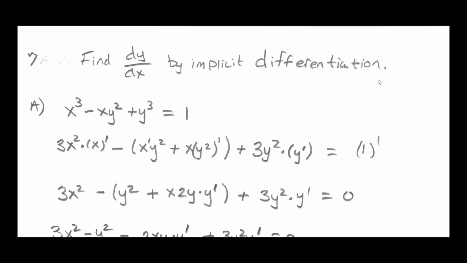This is test number 2, practice/review, question number 7a. We are asked to find dy/dx by implicitly differentiating. We're given x cubed minus x times y squared plus y cubed equals 1. So I'm going to take the derivative of each side of this equation with respect to x.